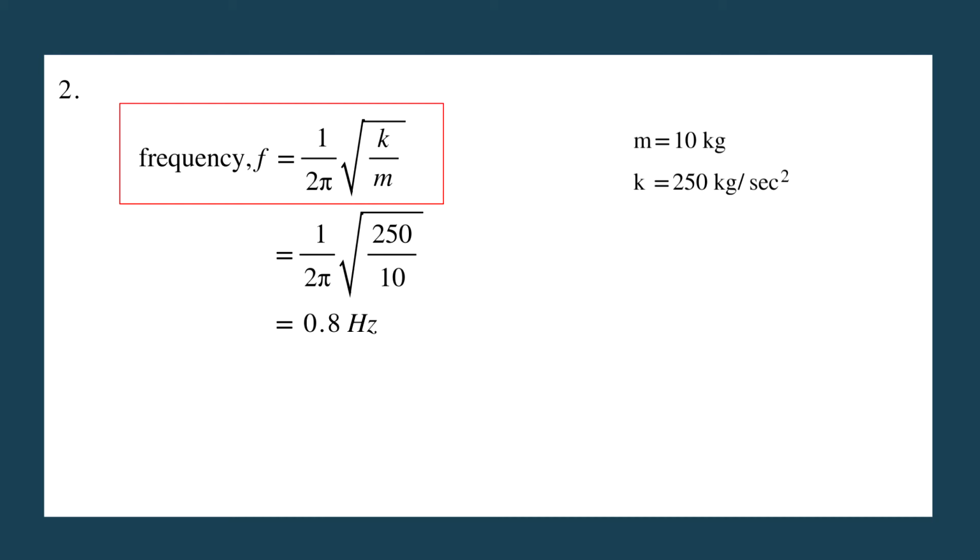So, from the question given, the system is said to move with frequency beta over 2π. From here, we can use this formula to find the frequency of the oscillation for the spring system. After that, we just need to insert the value of the spring constant, which is 250 kg per second squared, and the mass, 10 kg, that we obtained from the question given into the formula. Lastly, the final answer for the frequency of the oscillation for the spring system will be 0.8 Hz.